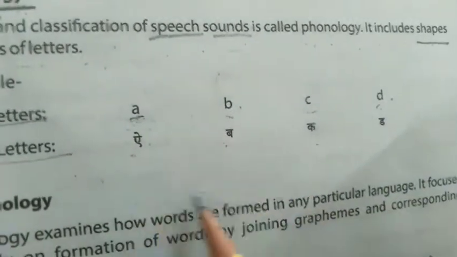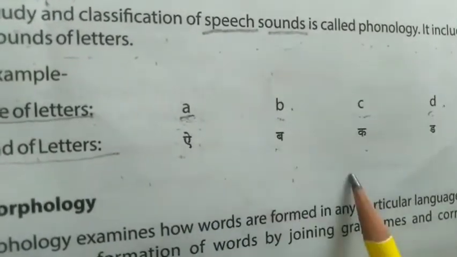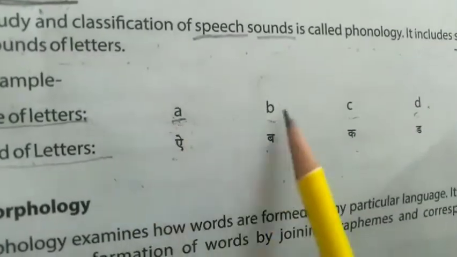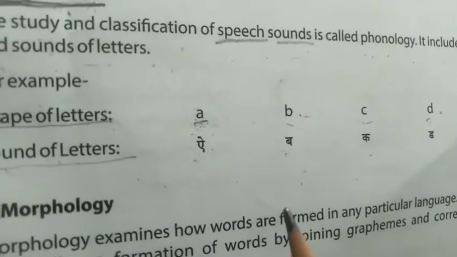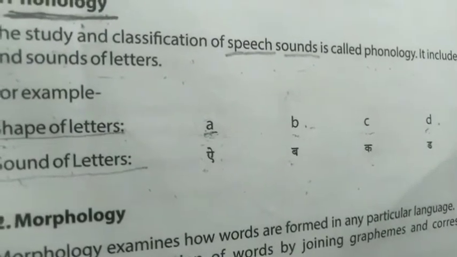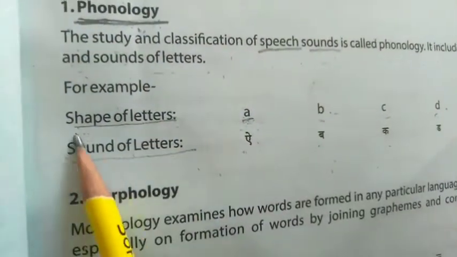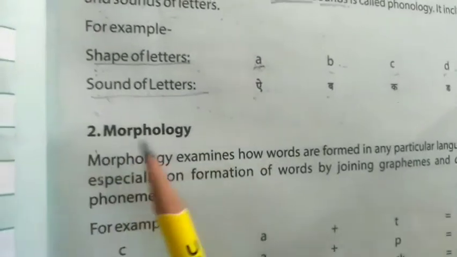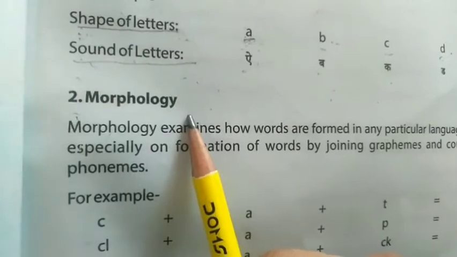All of you have already done all these sounds in your nursery or LKG classes, phonetics. You must be familiar with that. All these alphabets from A to Z have one particular sound which we get when we pronounce these letters. These sounds come first out of our mouth. So basically phonology deals with the shape of the letters and sound of letters. Then comes the second point. Now second is morphology. The second component is morphology.